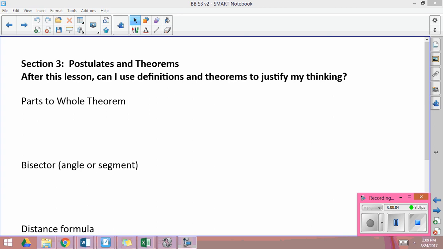The final section of this unit is going to expand on the number of rules and tools that we have in our little toolbox to justify our thinking. So we're going to get some more geometric things. Last section we played with the algebra tools we were familiar with. So we had some familiarity with the tools. The justifying was new. Now we're going to expand and we're going to add some new tools specific to geometry.